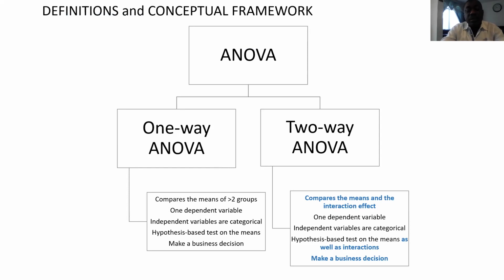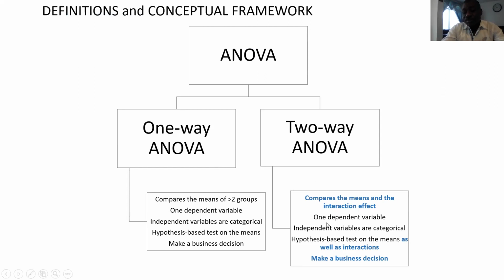So we have independent variables, which are categorical, and we have one dependent variable, which is continuous. We will be using hypotheses to make the decisions, and the hypothesis on the mean.